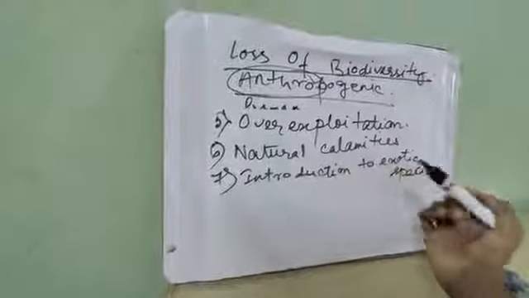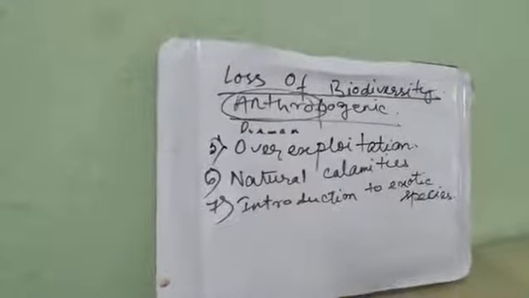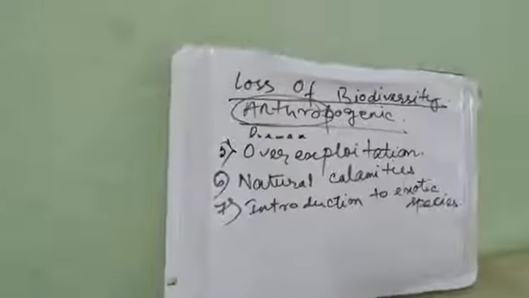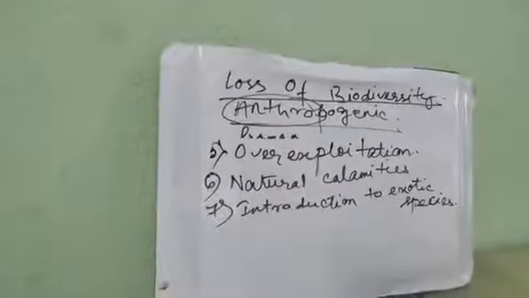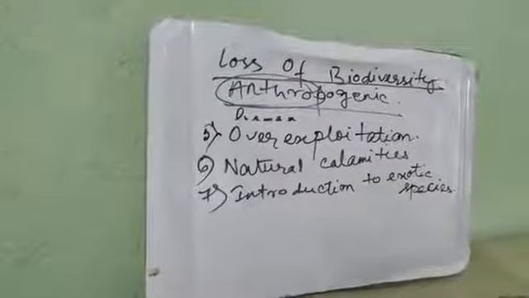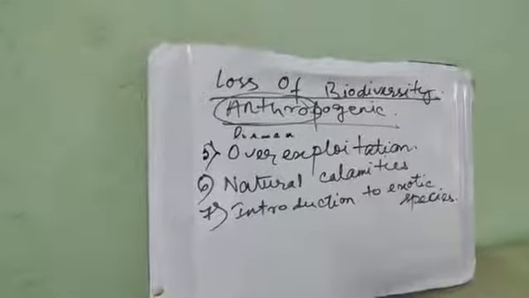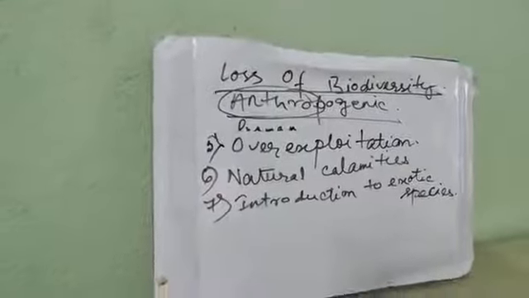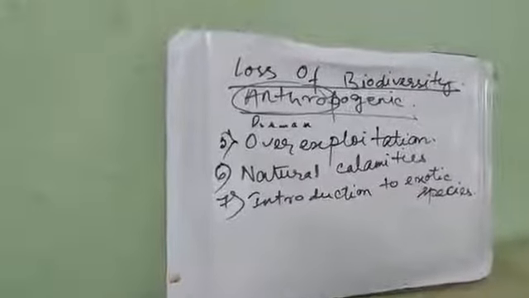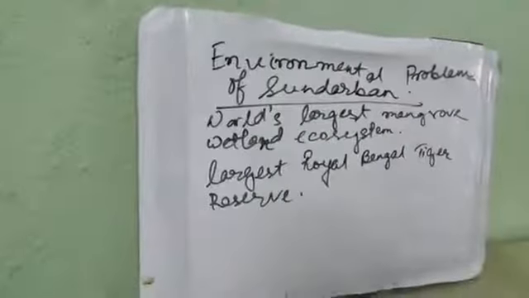Next is introduction of exotic species. If foreign species are introduced along with the Indian species, what will happen? The foreign species, if it is of greater strength and greater resistance, then it will create problems for the sustenance of the Indian species. So these are the points which are threatening the biodiversity.